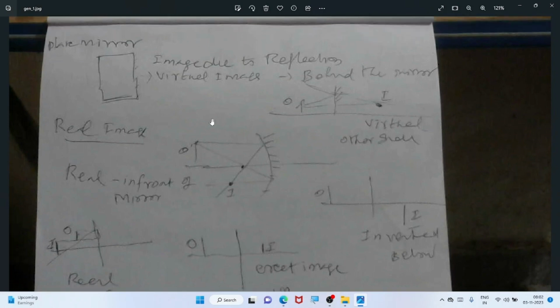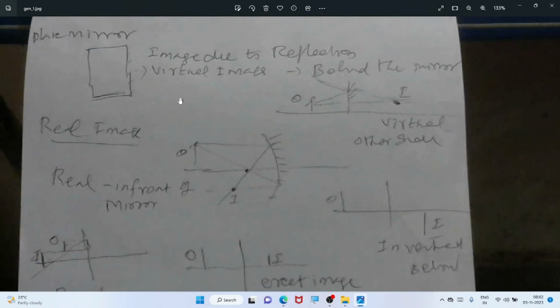If you take a plane mirror, the image is formed due to the reflection. In mirrors the image is formed due to the reflection, so it is formed on the back side of the mirror. On the back side we have some silver coating. So this is the plane mirror. A virtual image is formed behind the mirror.